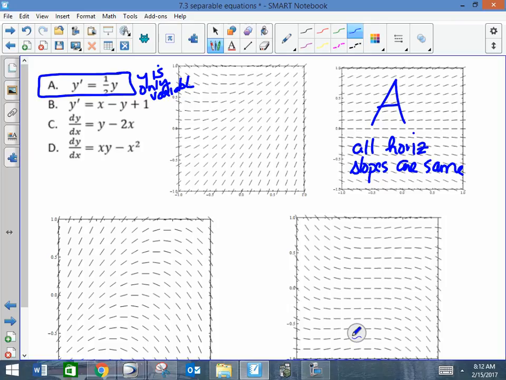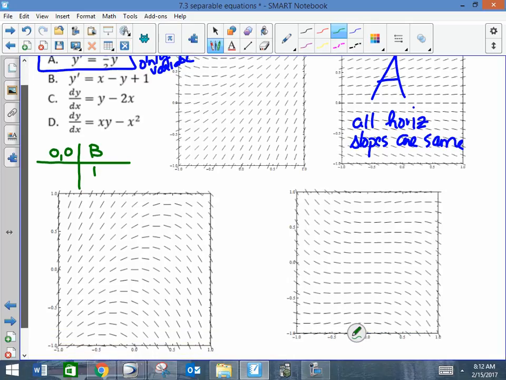Good, very good. Okay, what about the rest of them? I went and checked out 0, 0. And when I did 0, 0 for B, I got 1. I did this backwards. So here's 0, 0, here's 0, 0, here's 0, 0-ish. So this has got to be B then, right? So it eliminated these two. Now 0, 0 looks like 0 slope on both C and D.